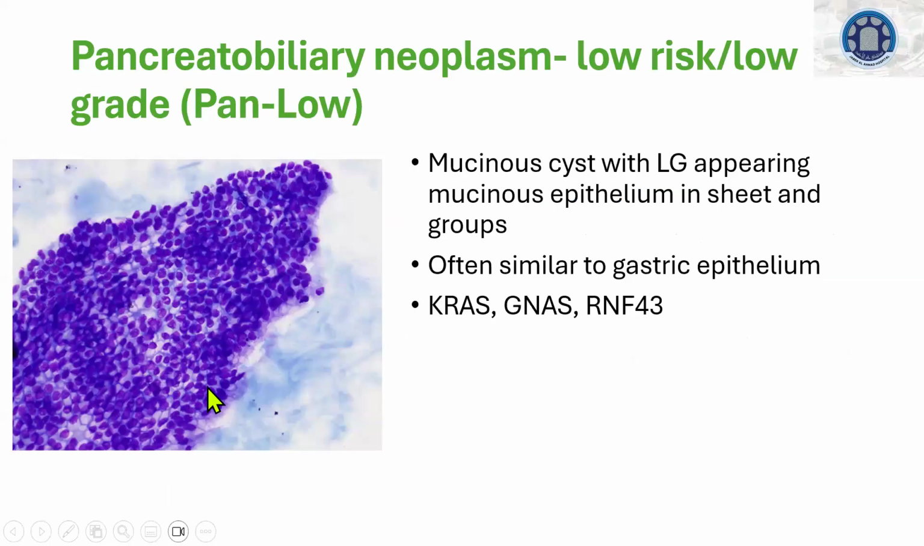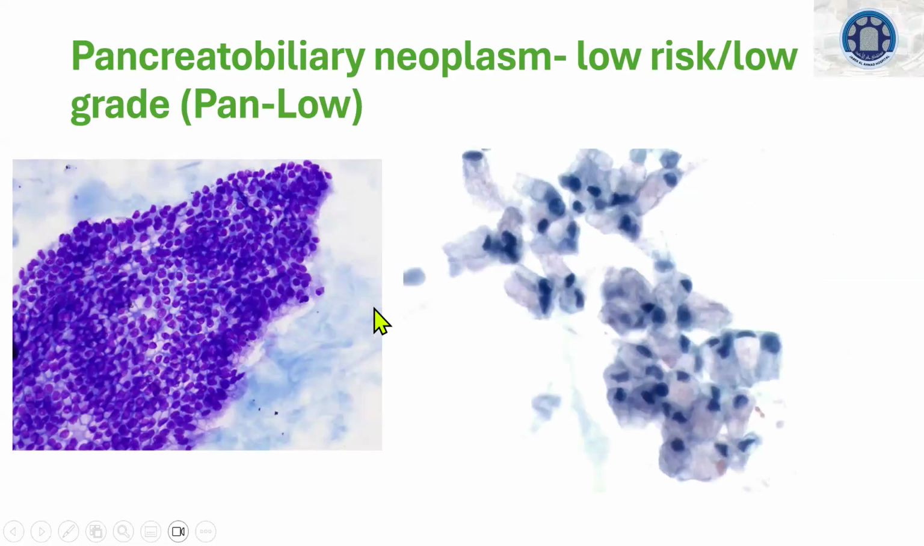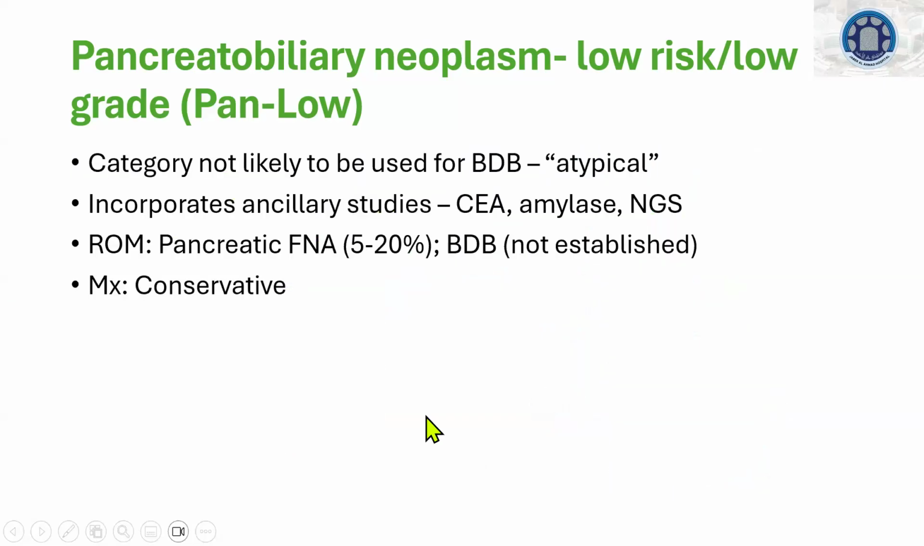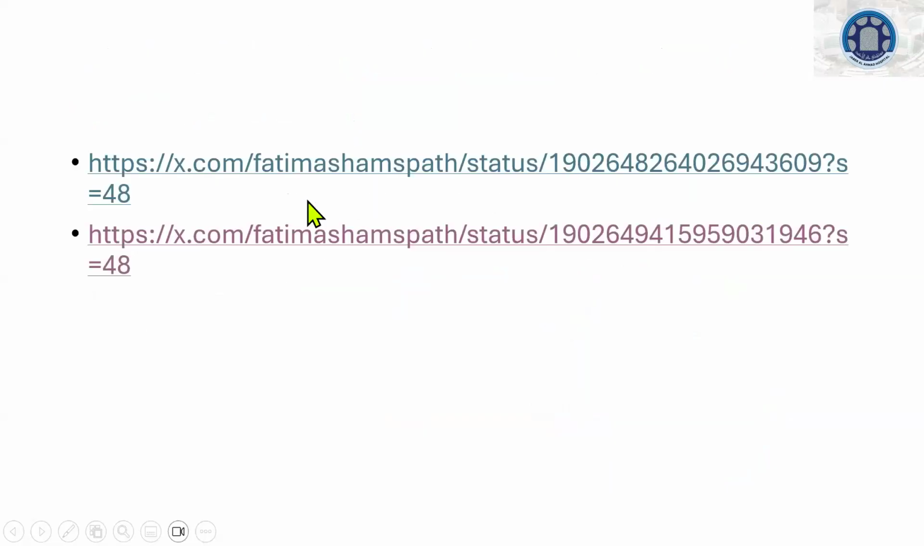This is why I said it is very difficult to differentiate it from a normal gastric epithelium. It looks almost like a normal gastric epithelium. But the low risk or low grade group will have low grade nucleus. The nucleus will be very benign looking. And this is not established for, like I told you, this category doesn't apply for bile duct brushing. And these are the risk of malignancy, and management for low risk is usually very conservative.